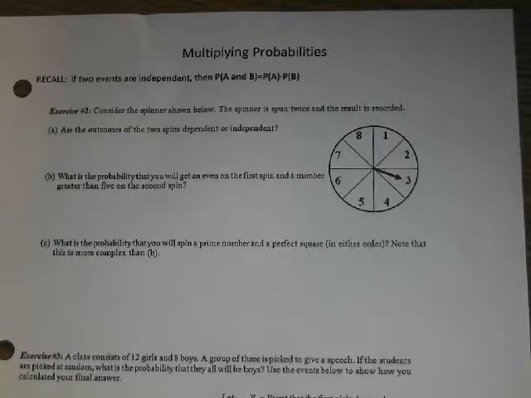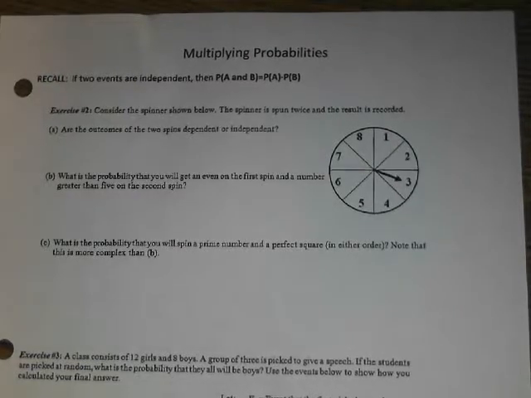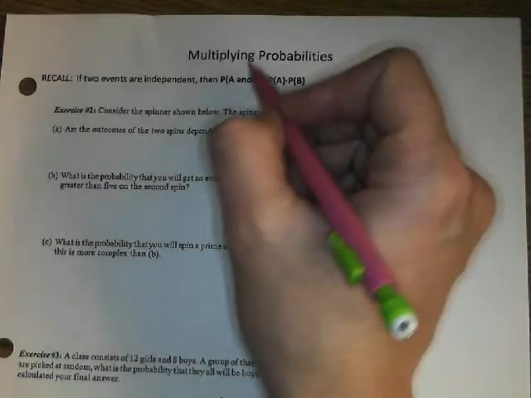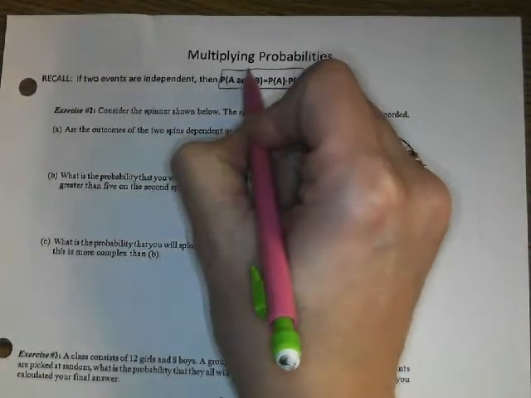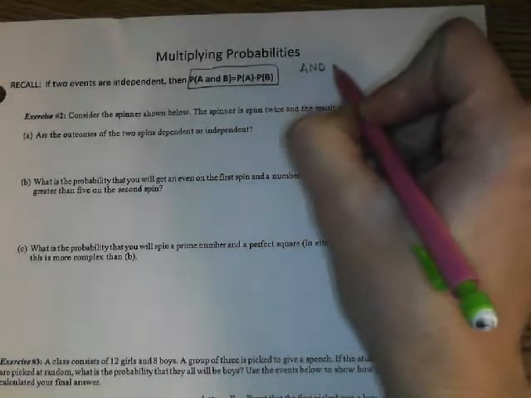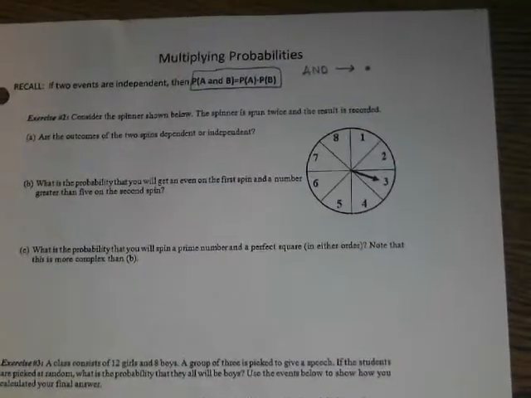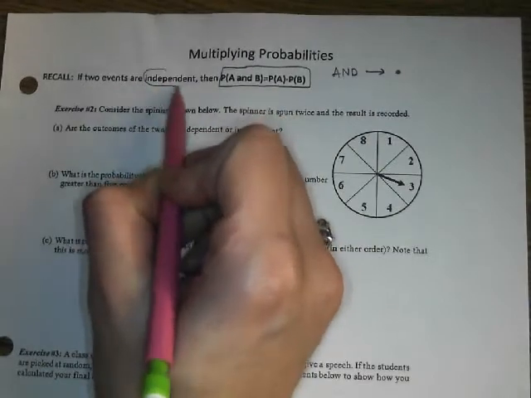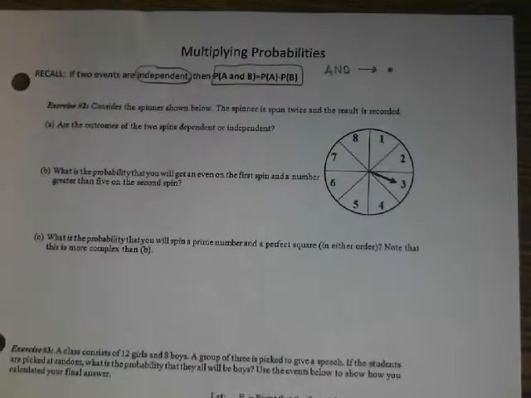Back off of what we ended with yesterday, kind of bringing this whole chapter full circle in a way, because on the very first day, I told you that the word "and" in probability means multiply. What I didn't tell you is that only works if the events are independent. And now that we know more about independence, I'm going to reinforce that.